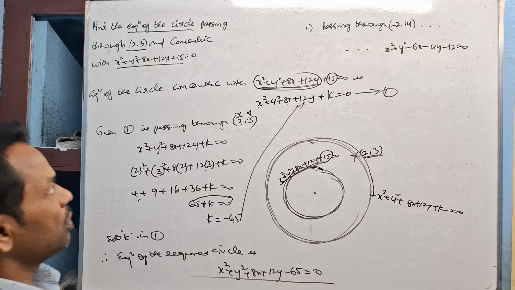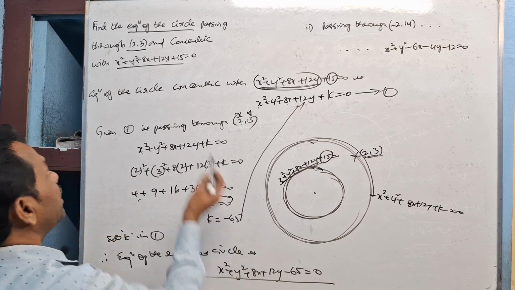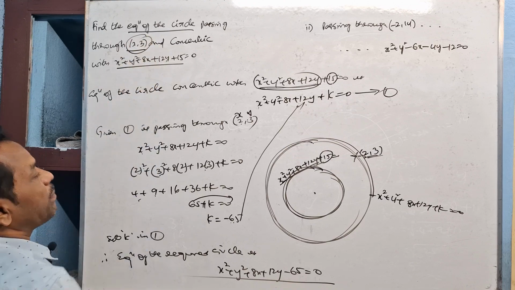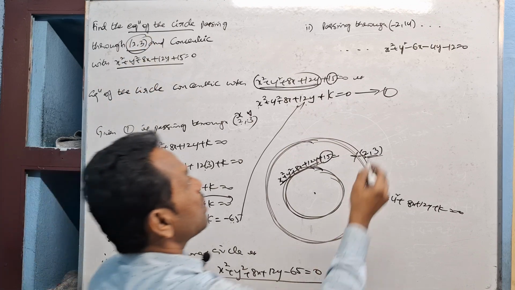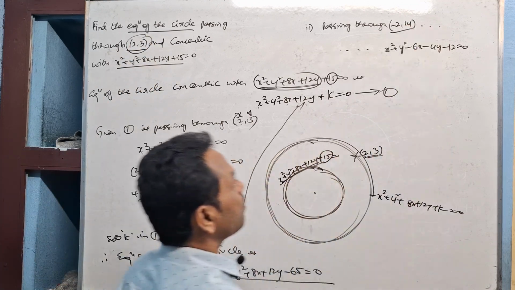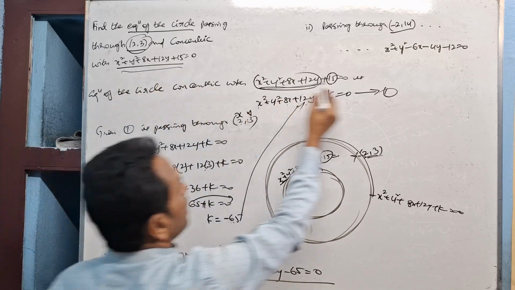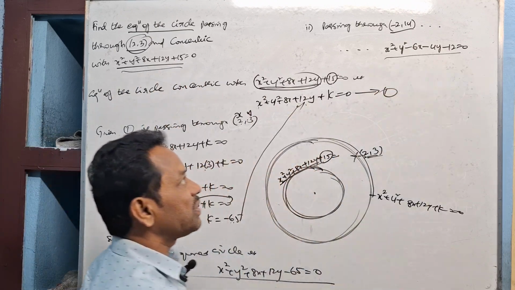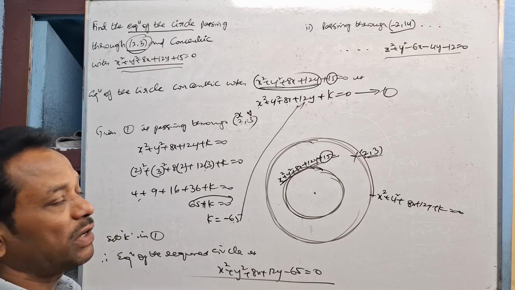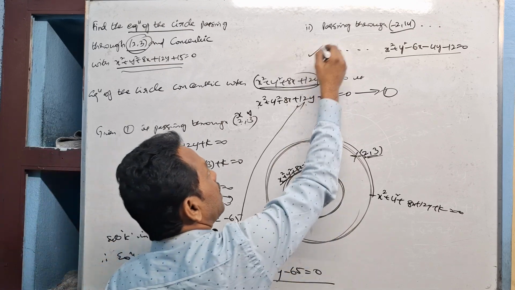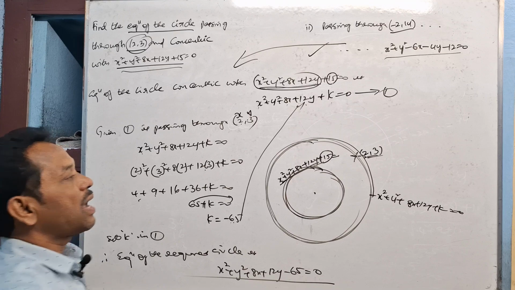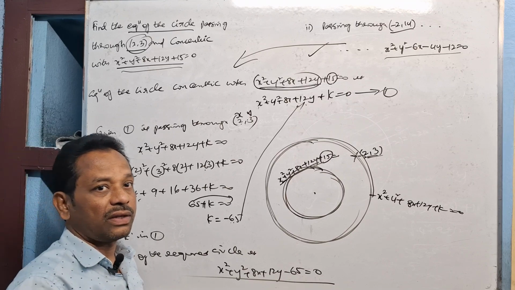Okay bachcho, now let me make a small change here. In the place of 2 comma 3, let us take minus 2 comma 14, and the equation of the circle is x square plus y square minus 6x minus 4y minus 12 equals 0. Try this sum using the same method and comment your answers in the comment section.